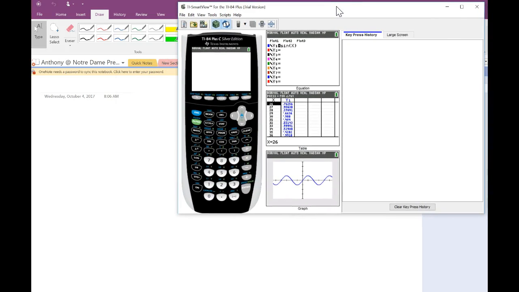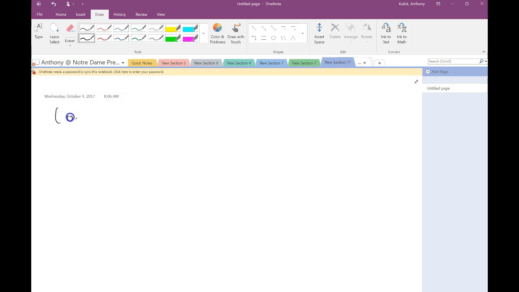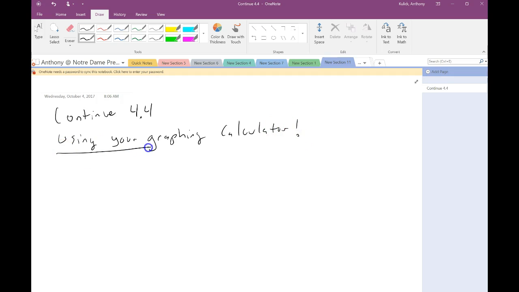Hello. In today's lesson, we're still going to continue in 4.4, but the plan for today is to really talk about using your graphing calculator. This is a powerful tool, and we want to make sure we can take full advantage of this.